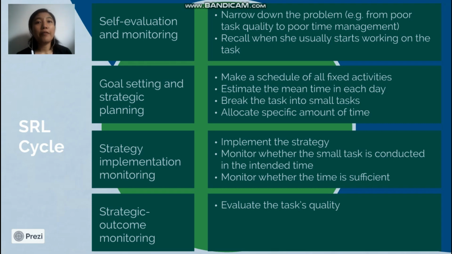For the last step, after the strategy is completed, she needs to evaluate the task quality. It can be done by doing self-evaluation, peer feedback, or waiting for the grade to be released. If there is no improvement on the task quality, then she can repeat the cycle, which will require her to do a different approach. Meanwhile, if there is an improvement, she can still repeat the cycle if she wants to look for the most effective strategy in dealing with her time management.